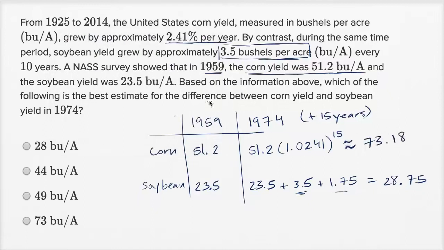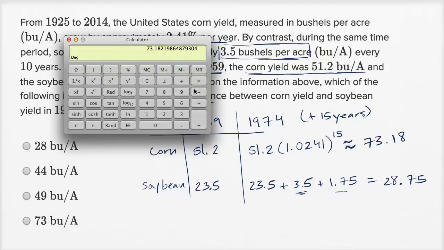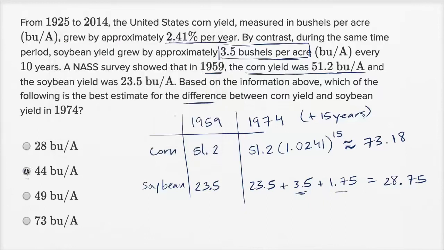So this is approximately 73.18. Now what they wanted is what's the best estimate for the difference between the corn yield and the soybean yield. So the difference, 73.18 minus 28.75, and they have a couple of choices that are kind of close. So let me just make sure I do the math right. I could do this on paper, but we have our calculator, so I'll just use that. So minus 28.75 to calculate the difference gets us to about 44.4, and if we round to the nearest whole, it would be 44. So it's this choice, that choice, right over there.